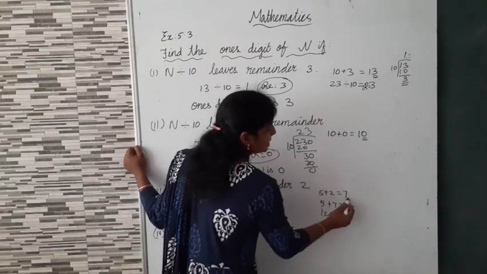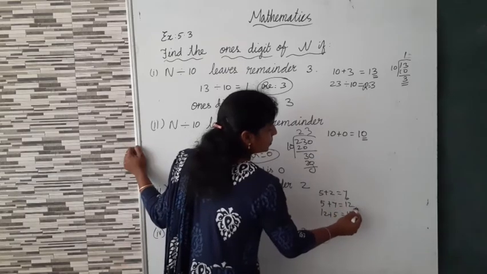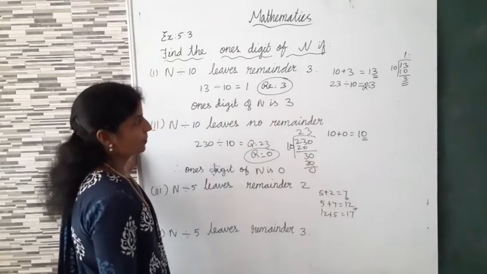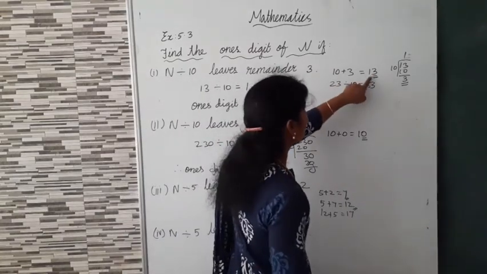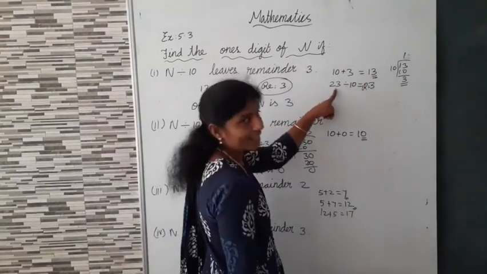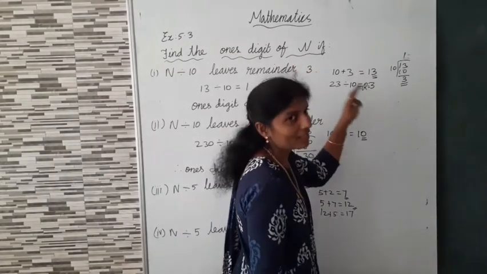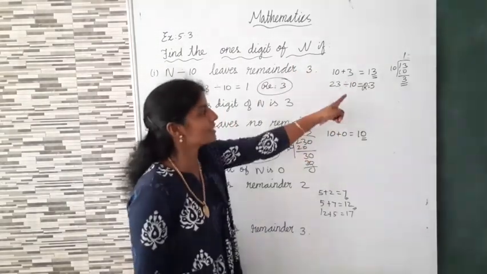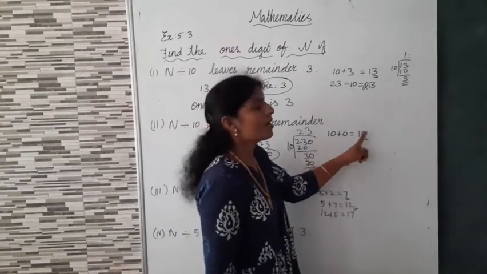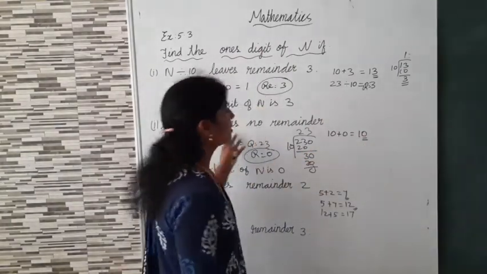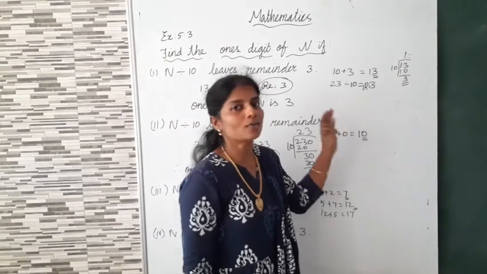What are the possible ones digits? 7 and 2. Compare: here 10 plus 3 is equal to 13, 13 plus 10 is equal to 23, then 23 plus 10 is equal to 33. Only one possible way, that is the ones digit is always 3. But here 10 plus 0, 10. Again 10 plus 0, 10. The ones digit is only 0.